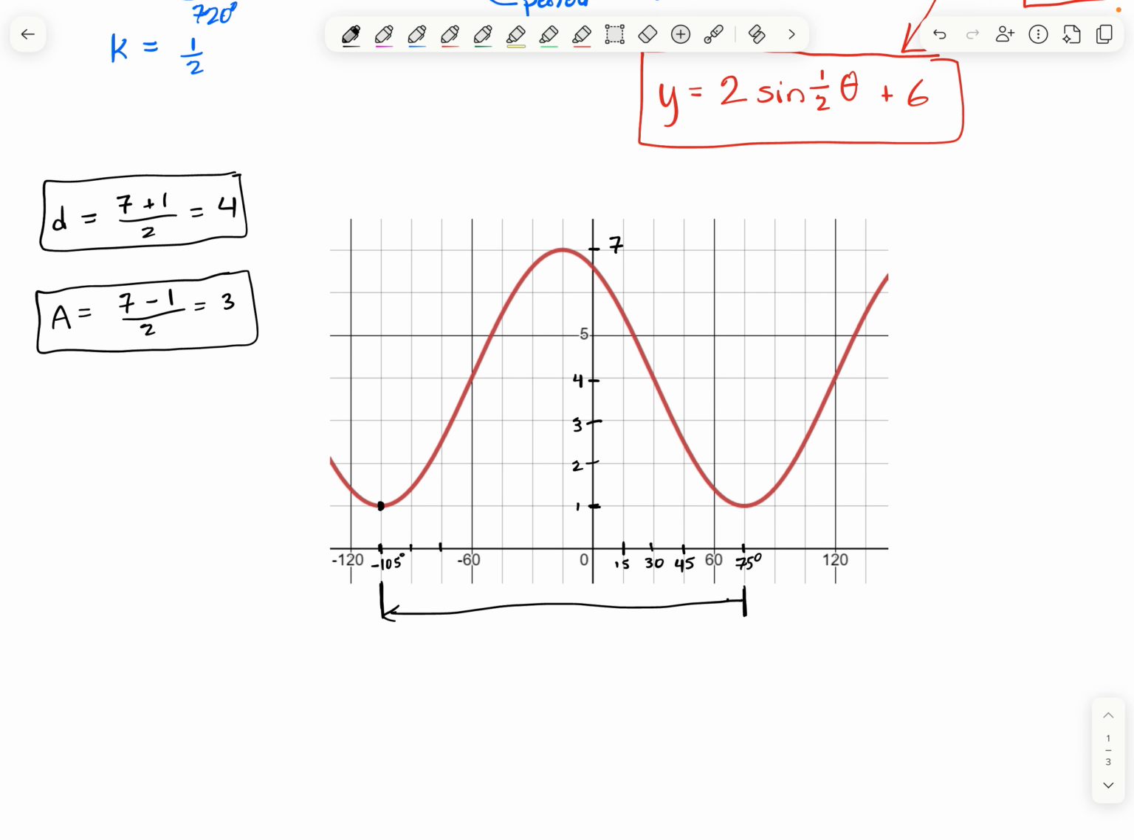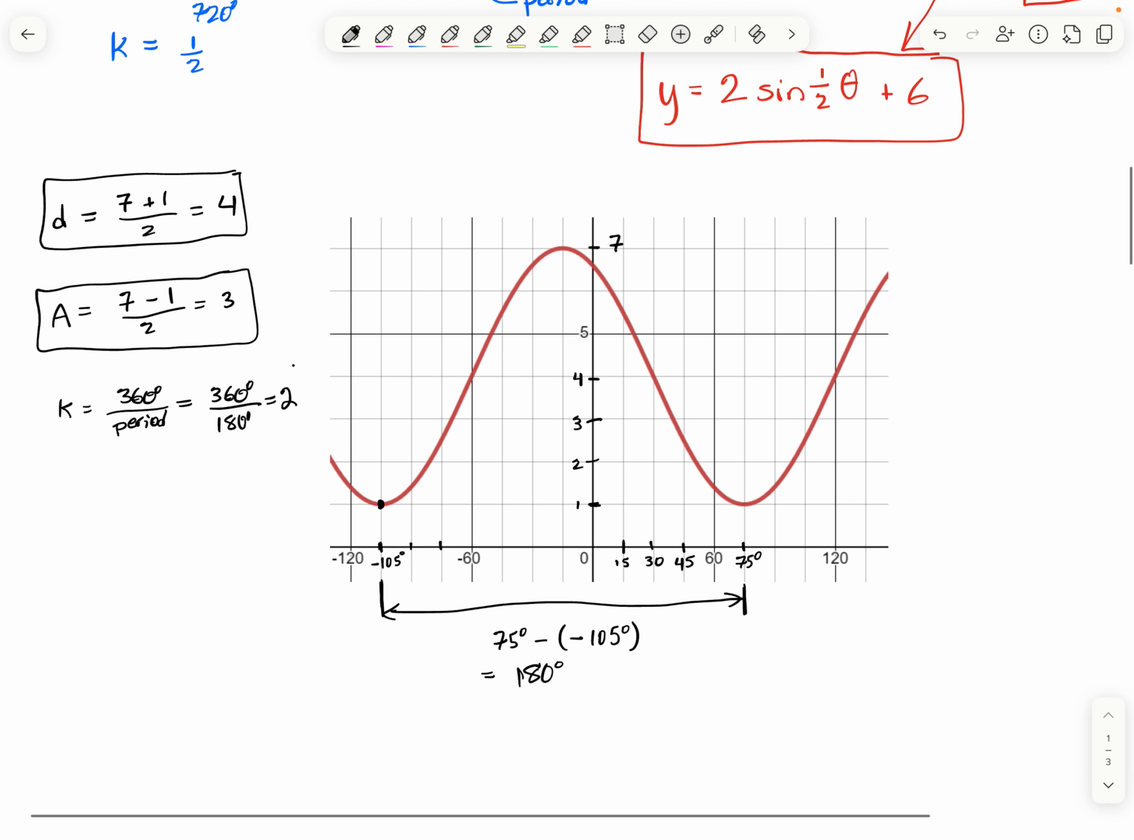So that span right there is going to be 75 degrees minus negative 105, right? That's how I could figure out that total span. Essentially from negative 105 to 0 is 105, plus that 75 degrees. So this is going to equal 180 degrees, if you do the math there. So now to find K, K is equal to 360 degrees divided by period. And here it's just 360 divided by 180, which is going to equal 2. So my K here is 2.